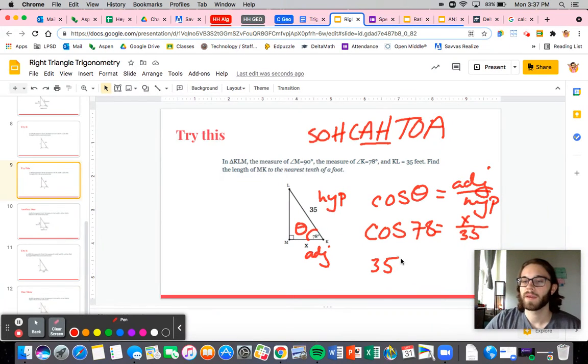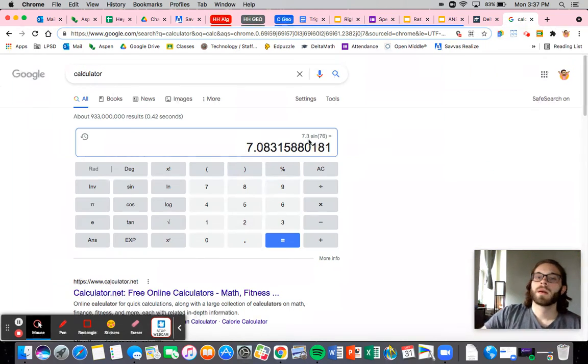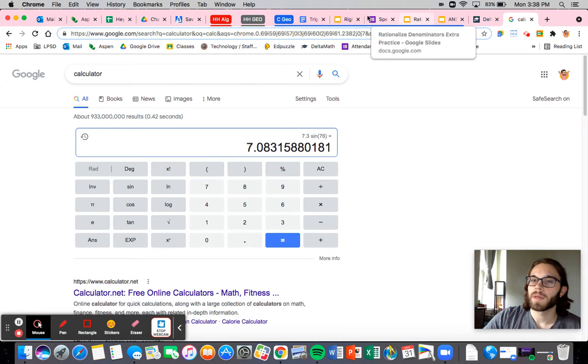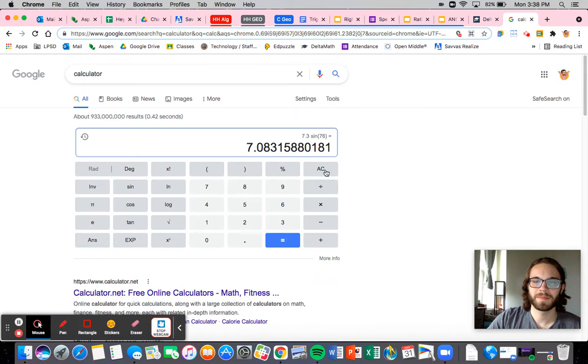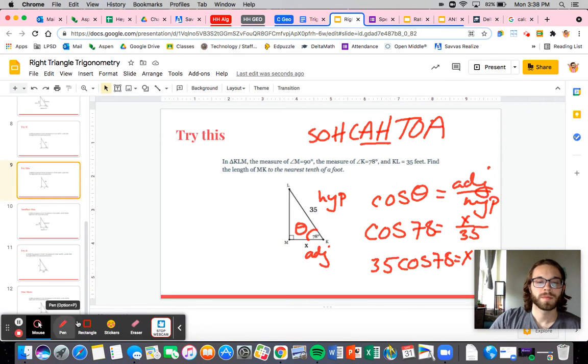So 35 times cosine of 78 is equal to x. All right, so let me just plug that in. 35 times cosine of 78. There you have it. My answer is 7.3. Again, you need to be careful. I am still in degree mode. Make sure you stay in degree mode. Okay, so my x is 7.3.